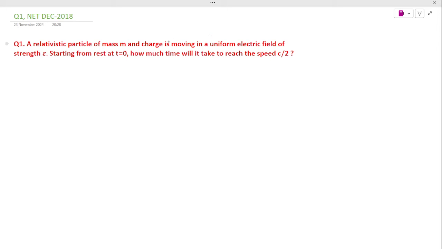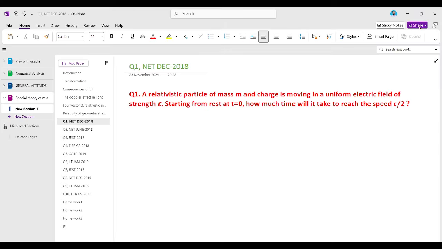First one is basically a relativistic particle of mass m and charge e moving in a uniform electric field of strength epsilon, starting from rest at t equal to 0. How much time will it take to reach the speed c by 2? So given here, this is a question of CSIR NET December 2018.